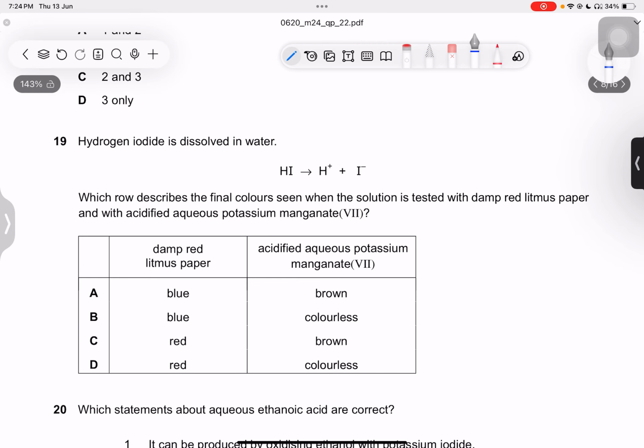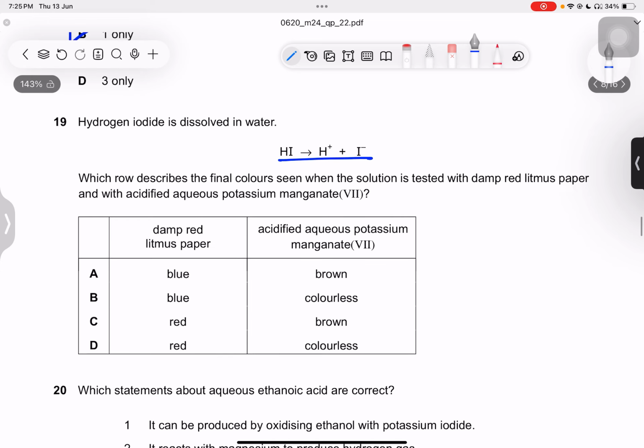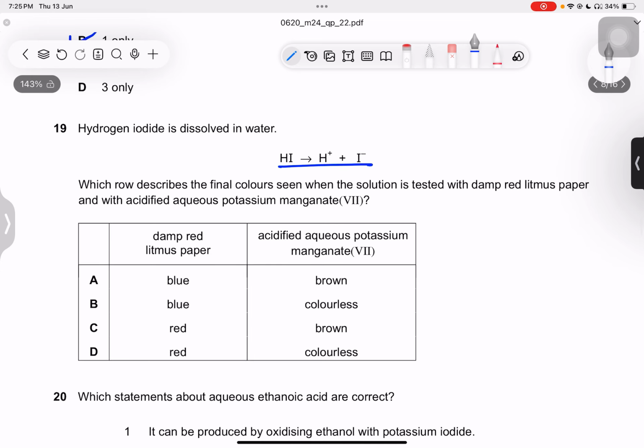Okay, so this is also where you have to accumulate your theory. Hydrogen iodide is dissolved in water, so it ionizes. Which row describes the final color seen when the solution is tested with damp red litmus paper and with acidified aqueous potassium manganate? So damp red litmus paper will stay red because we have H plus ions which are present in acids, which is why acids turn the blue litmus red. So the litmus will remain red.